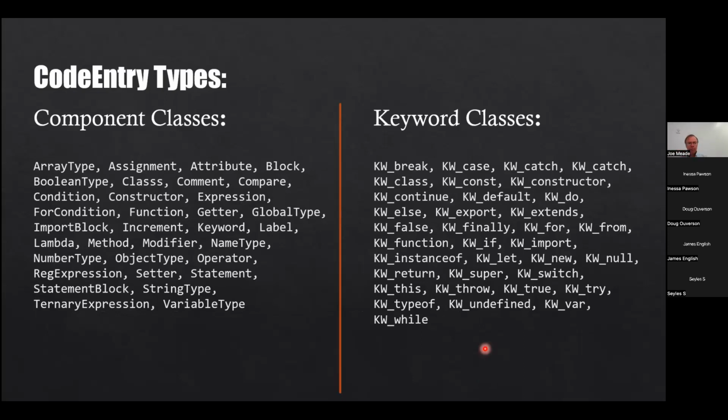As you see at the top, there's the array type, there's the assignment, some other ones in there, like variable type and string type that would make sense within the context of JavaScript. Keywords make sense in terms of what keywords are being supported here. There are some other keywords supported, but these are the ones that actually have concrete classes in JSConvert.